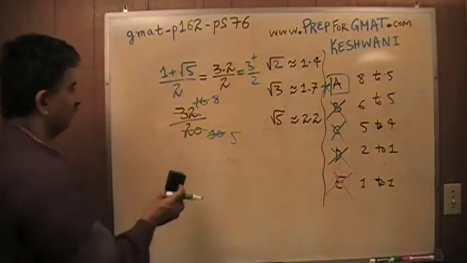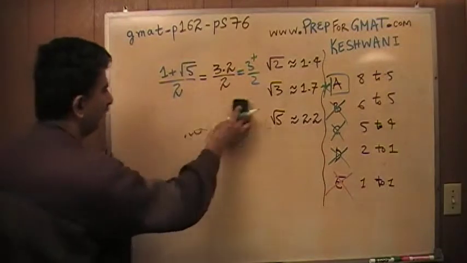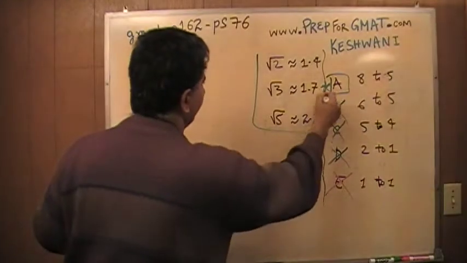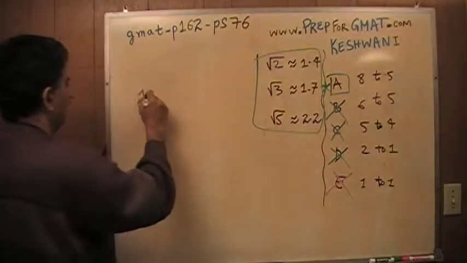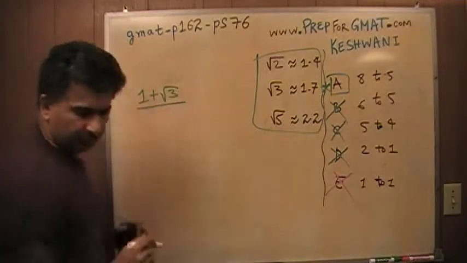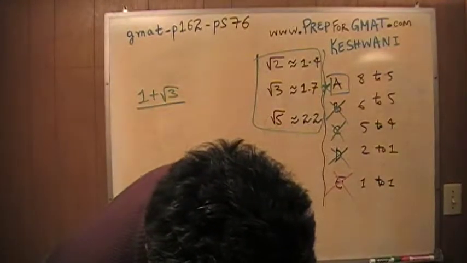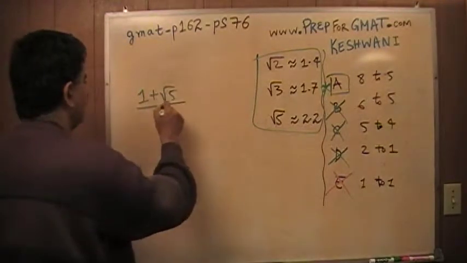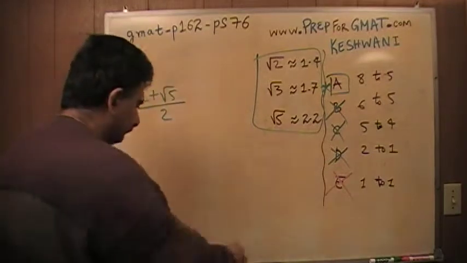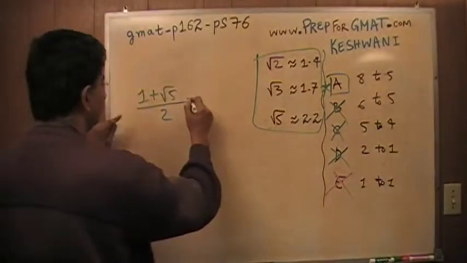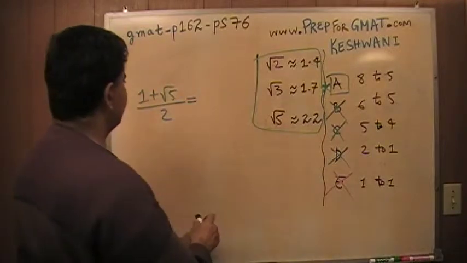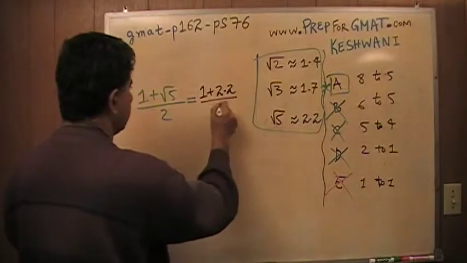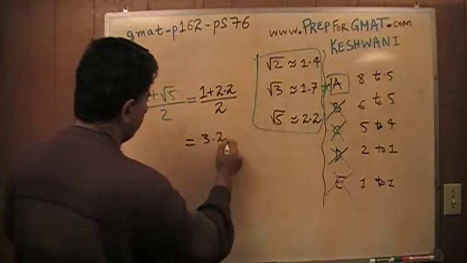So again, one more time, for those of you who want to try it one more time, I'm going to redo it. Let's start again. This is the part that you have to know. 1 plus root 3 over, 1 plus root 5 over 2. Root 5 is 2.2. And 1 plus 2.2 is going to give me 3.2 over 2.